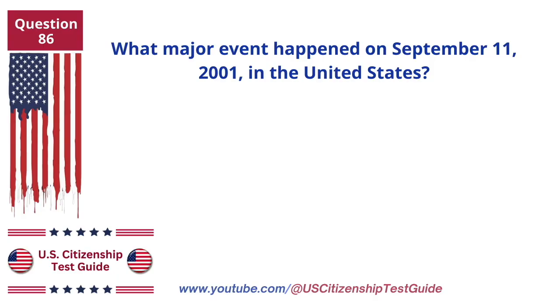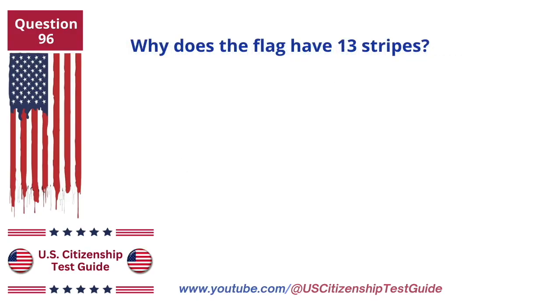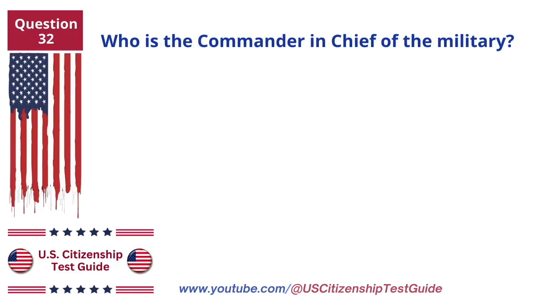What major event happened on September 11, 2001 in the United States? Terrorists attacked the United States. Why does the flag have 13 stripes? Because there were 13 original colonies. Who is the commander-in-chief of the military? The President.